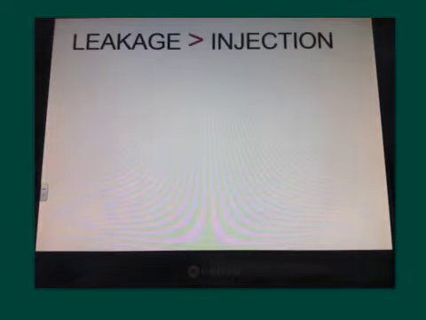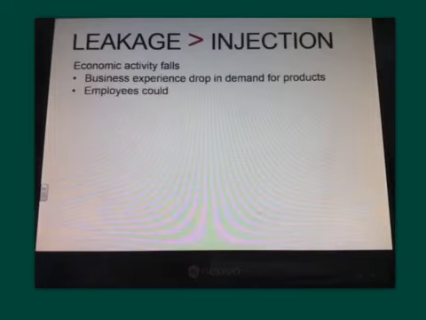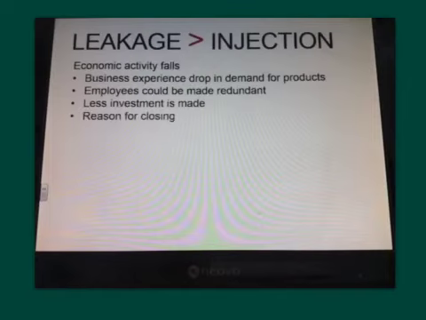If total leakages are greater than the total injections, the level of economic activity will fall. This means that some businesses will experience a drop in the demand for their products. They may make employees redundant. They will invest less as they are not very optimistic about the future, or may even close down.